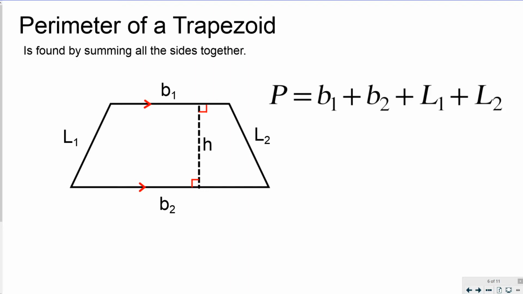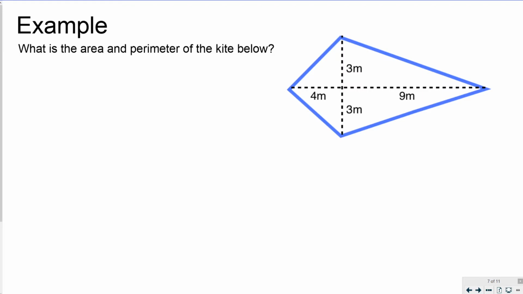So let's get right into some examples. What is the area and perimeter of the kite below? It's really easy for me to calculate the area of this. Remember that the area of a kite is P times Q divided by 2. P is the short diagonal, so that's going to be 3 plus 3, which is 6 meters. And then Q is going to be 4 plus 9, which is 13 meters.